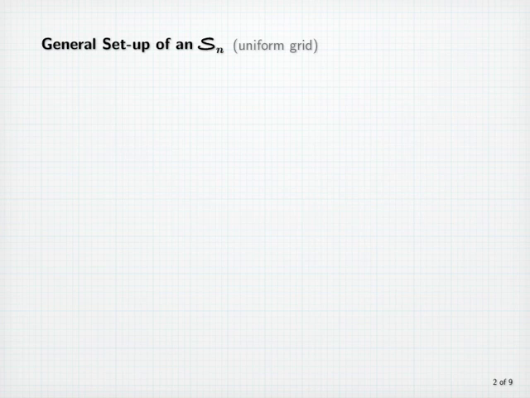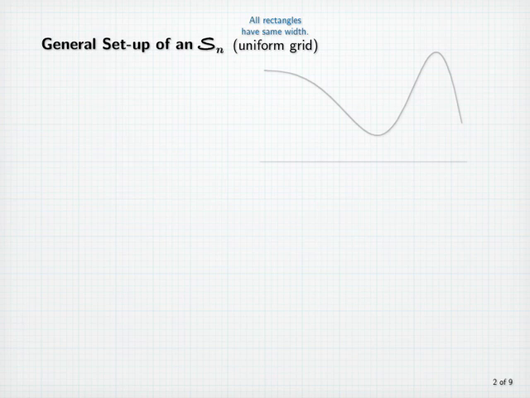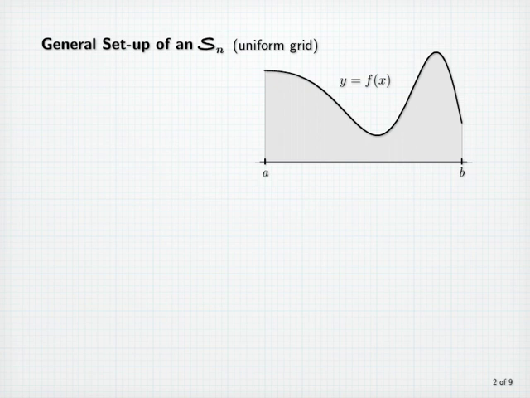We'll now describe the general setup of an approximation using n rectangles and a uniform grid. By that we mean all of our rectangles will have the same width. So again, suppose we have a function that's greater than or equal to 0 on the interval ab. The first thing we'll do is divide up the interval ab into n subintervals with endpoints x0, x1, x2, x3, and so forth up to xn, where x0 is equal to a, the left endpoint, and xn equals b, the right endpoint. So we have n subintervals.